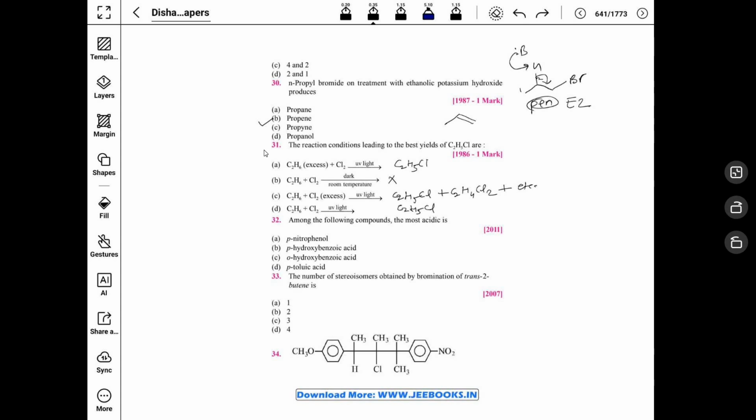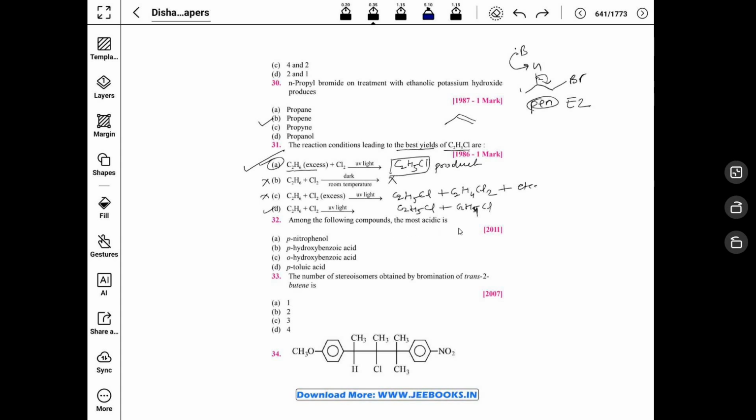But the question says, gives the best yield of C2H5Cl. So in these two cases, we can easily rule out. Now we have to choose between A and D. In case of A, the reactant is in excess amount. This excess amount of reactant will avoid the overchlorination, and then you will have more amount of the product. But in the other case, you can have mono and dichlorination also. Therefore, the best yield of the desired product will be in case of A. Hence, the correct answer is A.